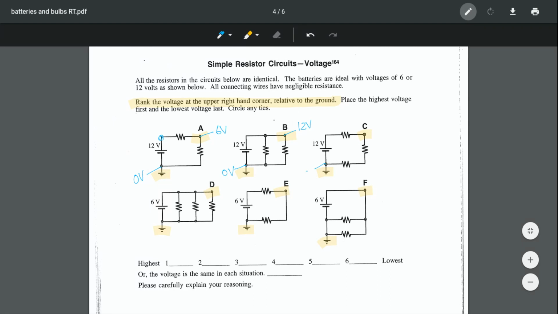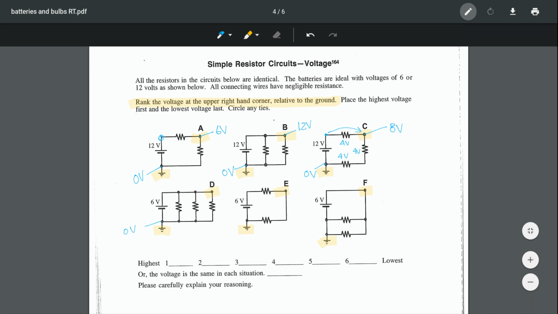Case C, again, we're starting at 0. I go up through the battery, so I climb 12. Remember that each of these resistors is a drop of 4 volts, right? So if I climb 12 to here, and then I go down 4 volts to here, that leaves me with 8 volts at this upper right-hand corner. It's 12 minus 4, leaves me with 8. All right, going on to D, 0 volts.